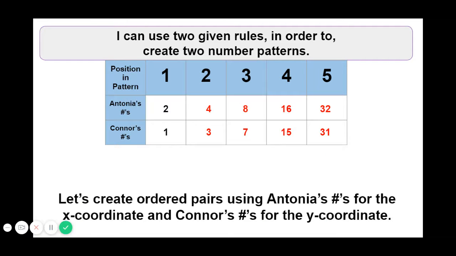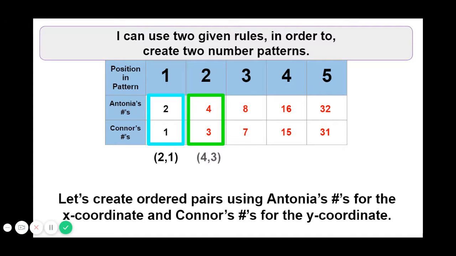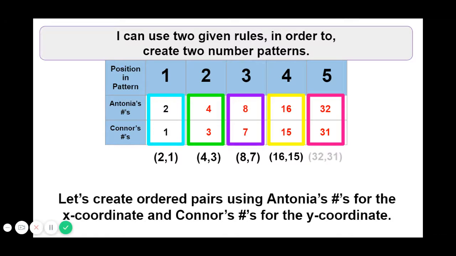Now I need to figure out the coordinates for Antonia's numbers and Connor's numbers. I'm going to use Antonia's numbers for our X coordinate and Connor's numbers for our Y coordinate. So I'm going to start with the first draw, which will be 2, 1. I'm then going to move on to the next draw, and my coordinates are going to be 4, 3. My next draw, coordinates are 8, 7. And then my next draw is 16, 15. And then my last draw ends up being 32, 31.